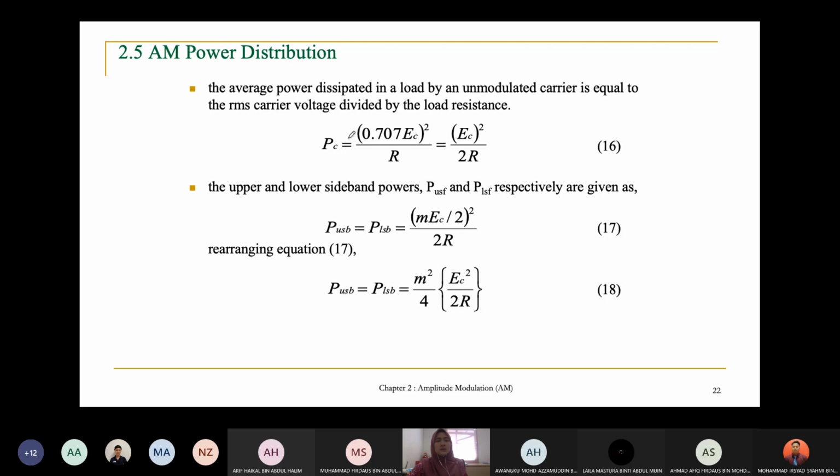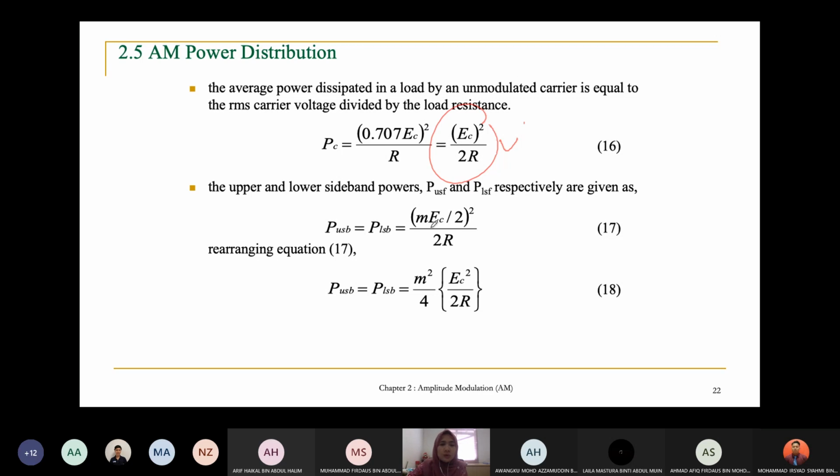Okay, so look here, PC. PC is the carrier power. Carrier power is equal to, you know that, V squared over R. Okay, you know that power is V squared over R. However, this one is in terms of RMS, so it becomes (0.707 EC) squared divided by R, which is also equal to EC squared over 2R. Okay, so usually we will use this one. PC is equal to EC squared over 2R.